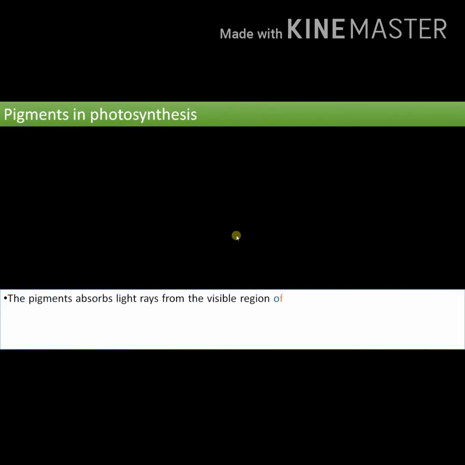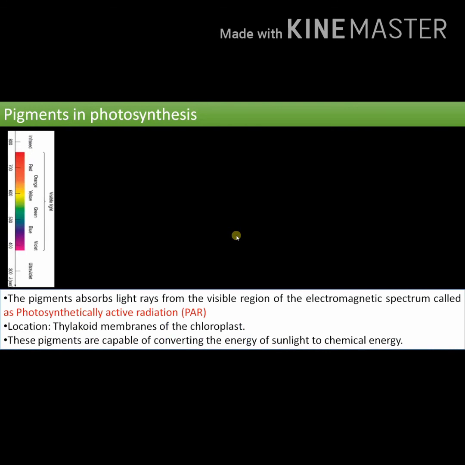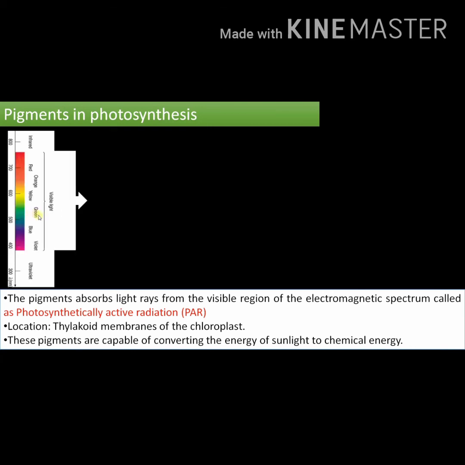The pigments absorb light rays from the visible region of the electromagnetic spectrum, called photosynthetically active radiation, or PAR. These pigments are located on the thylakoid membrane of chloroplast. They are capable of converting sunlight energy to chemical energy. There are different types of pigment molecules that I have already mentioned: chlorophyll A, chlorophyll B, xanthophyll, carotenoids, phycobilin, etc.